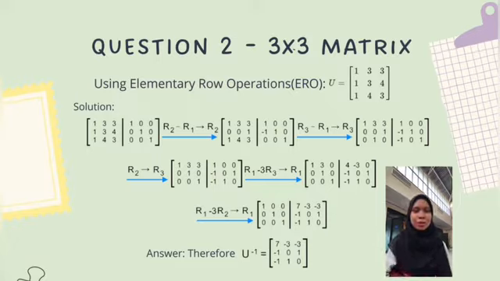Use the Gauss-Jordan elimination method to reduce U to a reduced row echelon matrix, and whatever operations are performed on matrix U are also performed on matrix I, which is on the right hand side. Once U is reduced to I, then the matrix on the right side is the inverse of matrix U, and that is how you get the inverse of a 3 by 3 matrix.